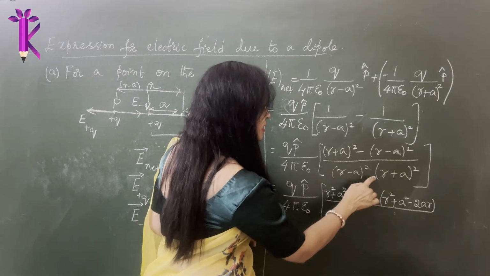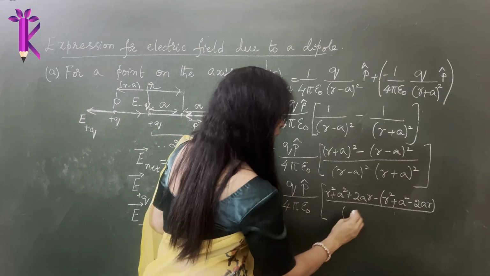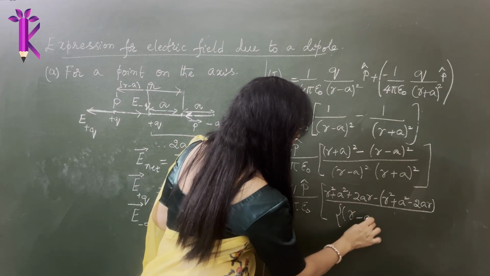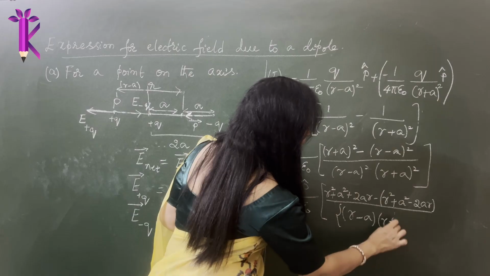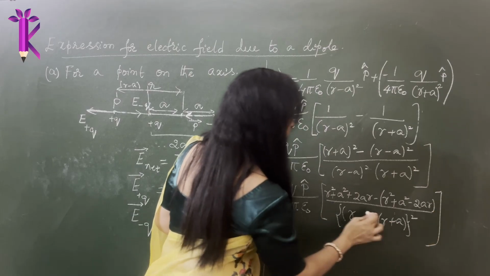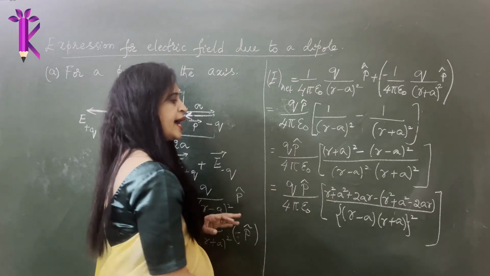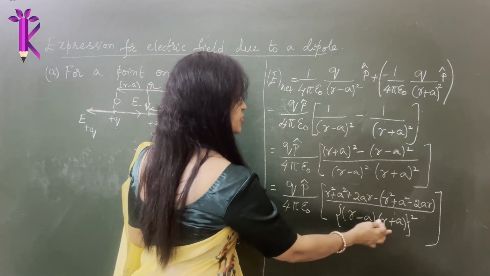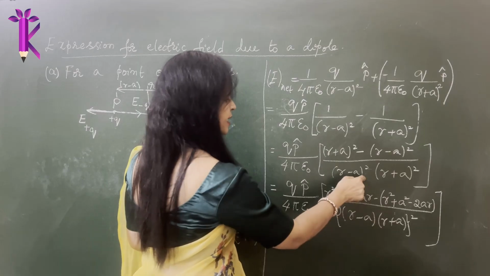what I will do, since both of them have a square, I will just write it as (r minus a) multiplied by (r plus a) the whole square. You can write it because both of them have the square, instead of writing the square separately, I have just written the square together. I have not changed anything. If you go back, you will get the same stuff.